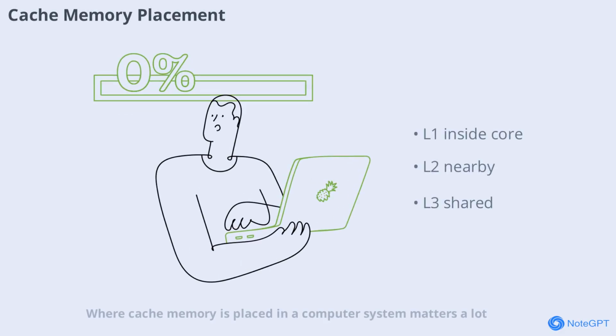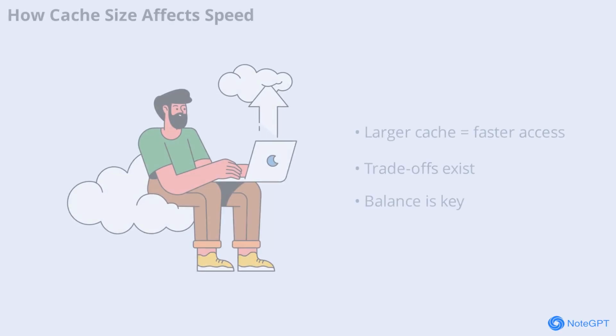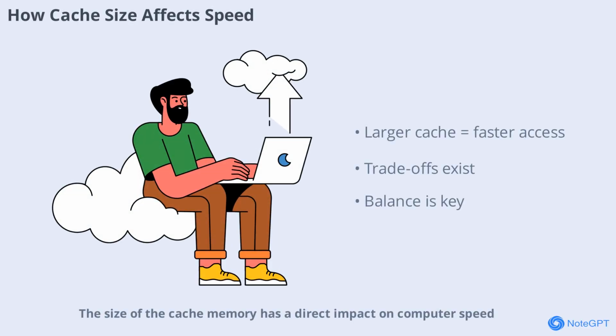Where cache memory is placed in a computer system matters a lot. L1 cache is inside the processor core, L2 is nearby, and L3 is shared among cores. This strategic placement ensures that the most critical data is always as close as possible to where it's needed, minimizing delays and maximizing performance.